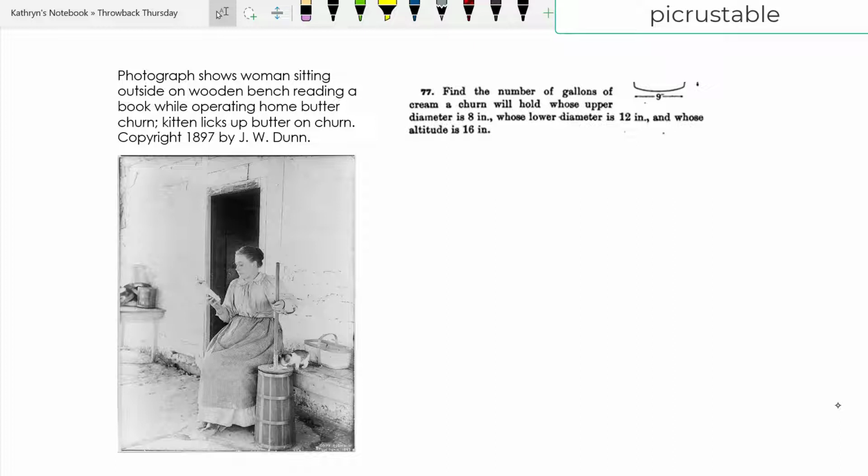Find the number of gallons of cream a churn will hold whose upper diameter is 8 inches, whose lower diameter is 12 inches, and whose altitude is 16 inches. We're going to draw that picture. And I'm just going to draw the churn first. It tells us that the upper diameter is 8 inches.